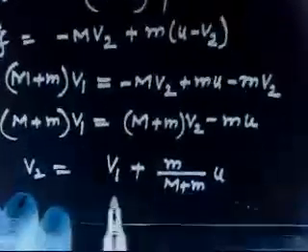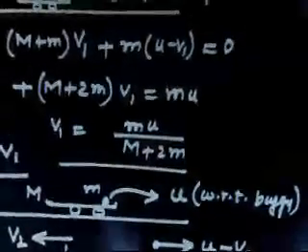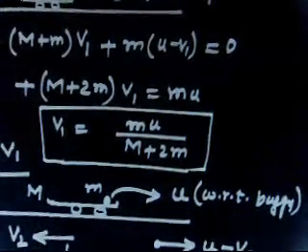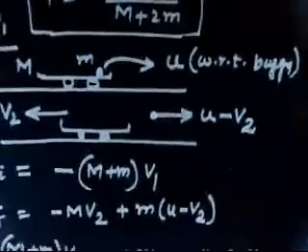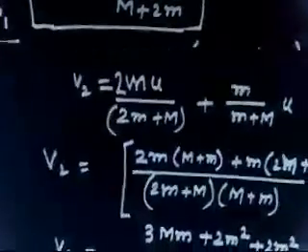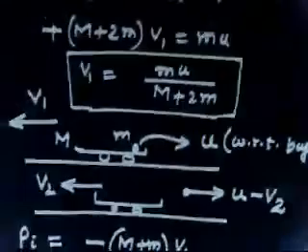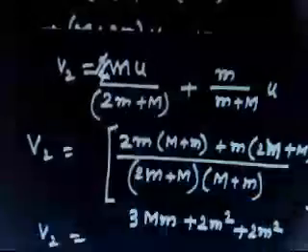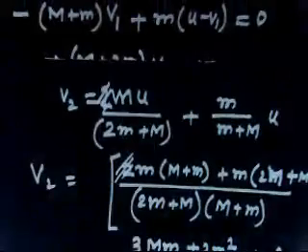This v1 in this case is this, I think. We have taken basically the wrong v1, that is not correct. So this is the v1: mu divided by M plus 2m. Are you getting? This is the v1, mu divided by M plus 2m. So I have to plug this value here. So v2 is v1 plus m by (M plus m) into u. So you have to plug the value of v1, which is mu divided by M plus 2m. So there will be a 2 here, and here also you will have a 2.